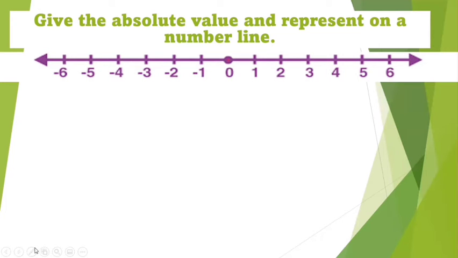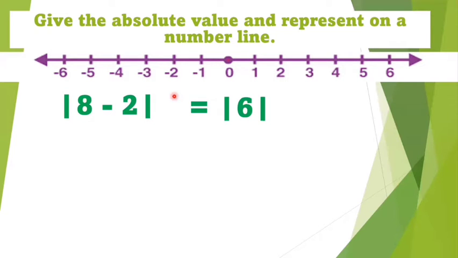We have our number line, and this time we're going to solve some mathematical operations. Then we will get the absolute value and represent it. To give the absolute value and represent on a number line, we have here the absolute value of 8 minus 2. What is 8 minus 2? This is 6. So it will become the absolute value of 6.